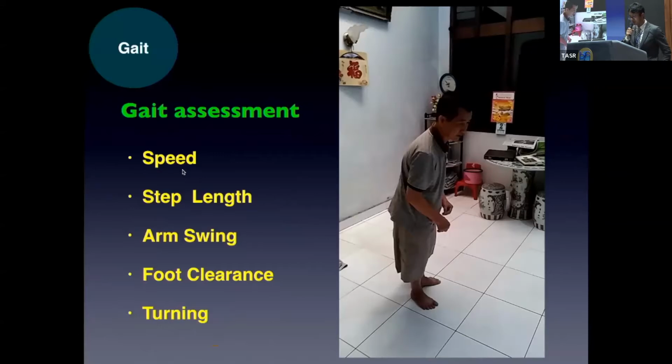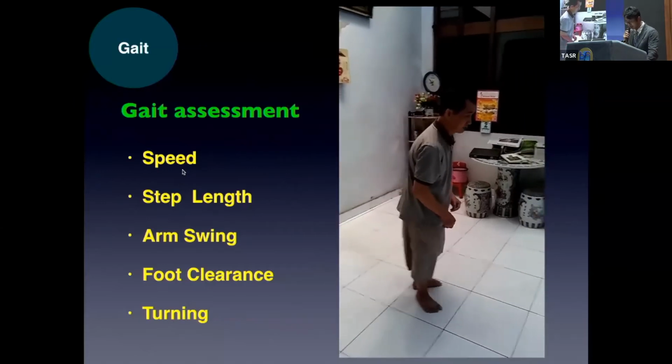So this is a home video of one of my patients, and this is just to show you gait assessment. When we look at the gait of a patient, we look at a few parameters. Number one, we look at the speed of the gait, how fast the patient is walking. Number two, we look at the step length. The third, we also look at the arm swing of the patient, and we look at it bilaterally, and also we have to determine whether one side is worse than the other. We look at foot clearance, and we look at how the patient turns. So you have the patient walk a certain distance and then turn back as well.